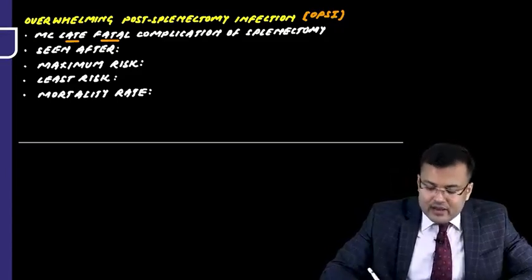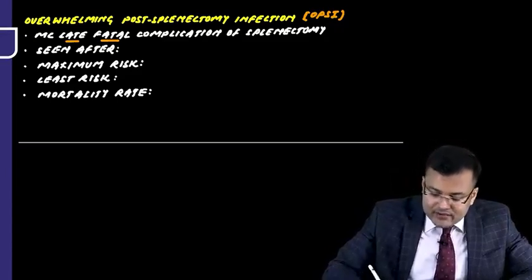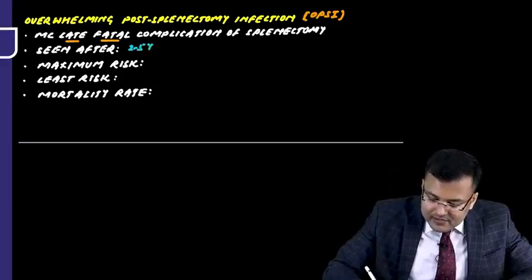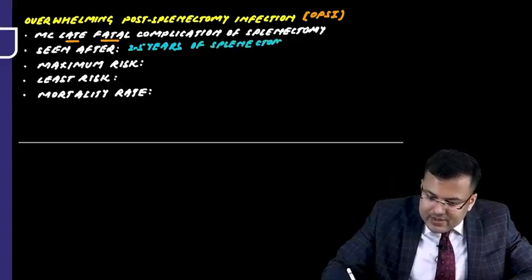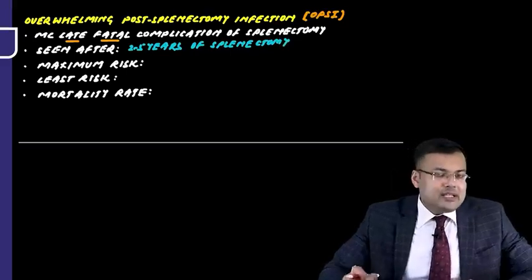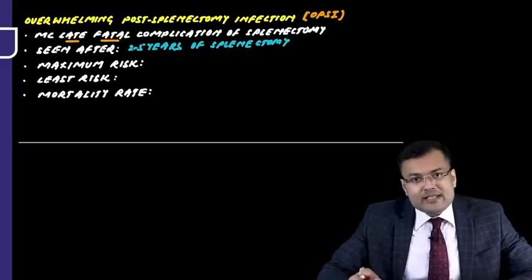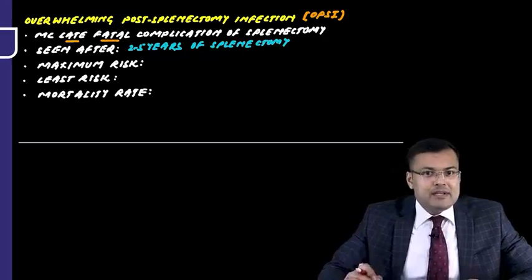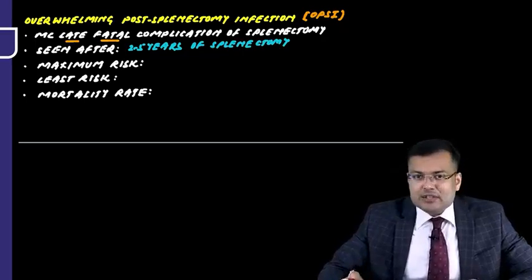It is seen after how many years? It is seen after 2 to 5 years of splenectomy. Okay, in which case is there maximum risk? Splenectomy in thalassemia major has the maximum risk, followed by sickle cell anemia, and the least risk is seen in patients of trauma.